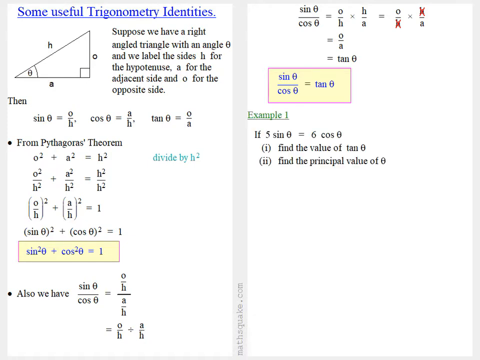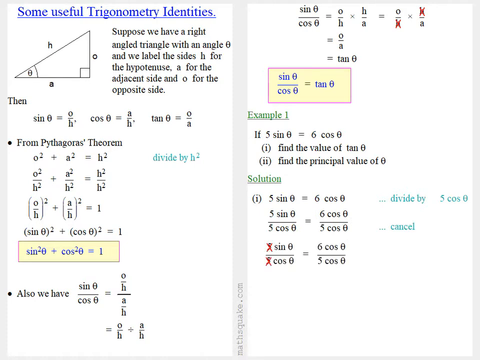Let's have a look at an example of how we could use that. Suppose we're given the equation 5 sine theta equals 6 cos theta, and we're asked to find the value of tan theta, and then using that find the principal value of theta. Well, to solve it, we've got 5 sine theta equals 6 cos theta, and we can divide both sides by 5 cos theta. Then we can cancel the 5's, and we can cancel the cosine theta. And we're left with sine theta over cos theta is 6 over 5. In other words, the tangent of theta is 6 over 5, or the tangent of theta is 1.2.